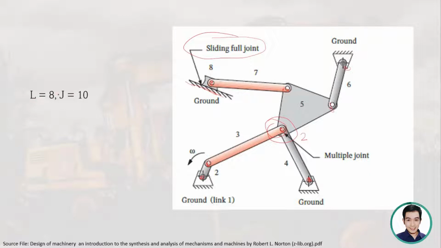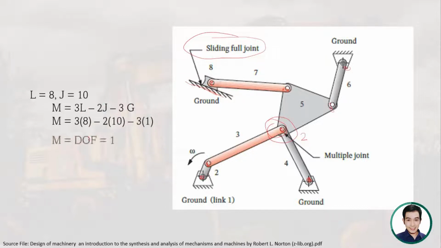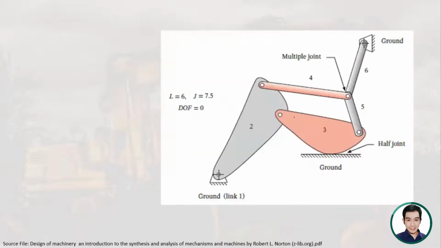So using the number of links and the number of joints, we will substitute these values in our formula using Gruebler's equation. Substituting the number of links and the number of joints, and G as 1, our mobility is 1. Meaning the degree of freedom for this linkage is just equal to 1. So it can only move in 1 direction. So we can only expect 1 motion for this kind of connection.